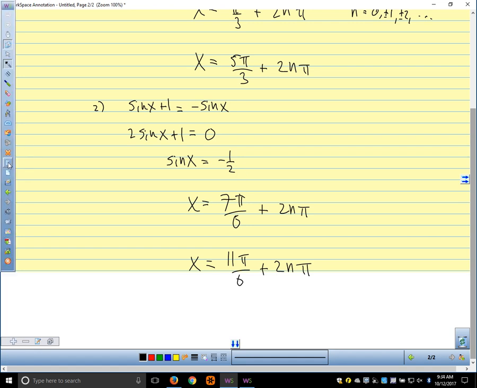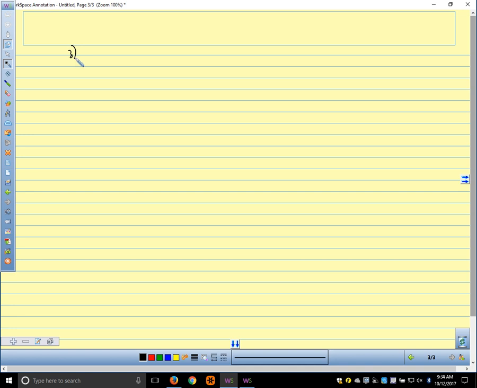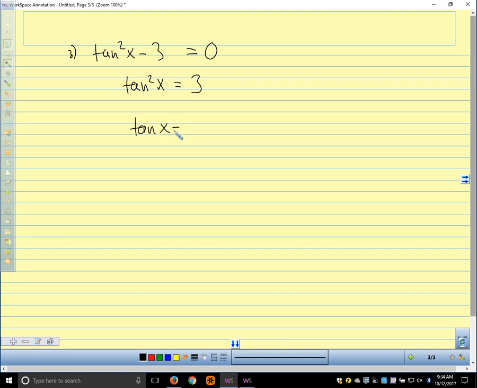Okay, let's do one slightly different now. Tangent squared x minus 3 equals 0. So we want to solve that. We're going to isolate the trig function. Tangent squared x equals 3. We want to get tangent x, so I'm going to take the square root. And when we take square roots to solve equations, what do we need to include? Plus or minus. Tangent x equals plus or minus square root of 3.